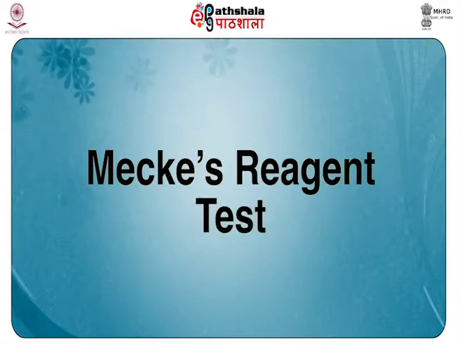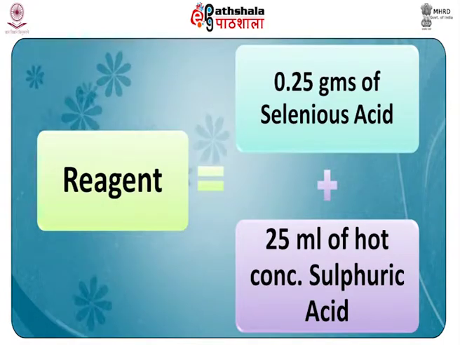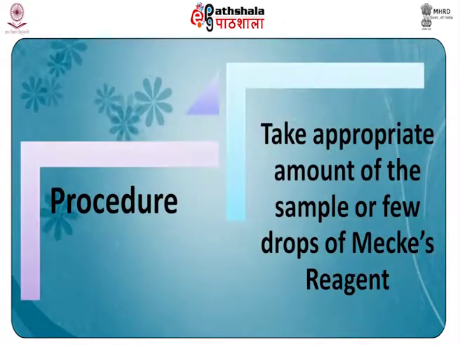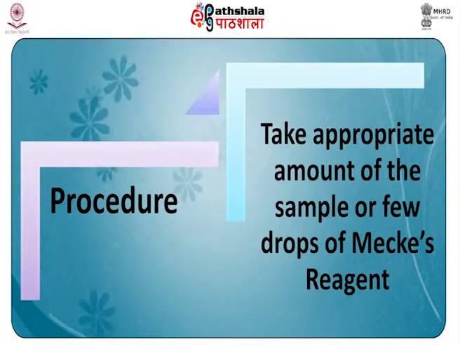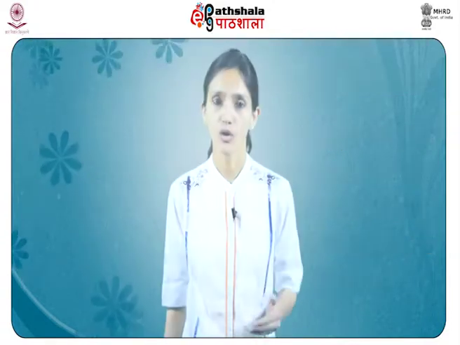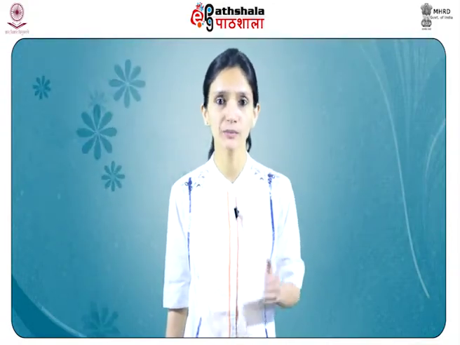Fourth is Mecke's reagent test. Preparation of reagent: 0.25 grams of selenious acid is dissolved in 25 ml of concentrated sulfuric acid. Procedure: take an appropriate amount of the sample or a few drops of Mecke's reagent. Orange color indicates the presence of mescaline and green color changing to blue-purple indicates the presence of MDA.